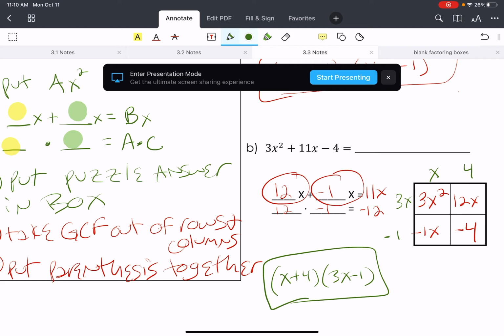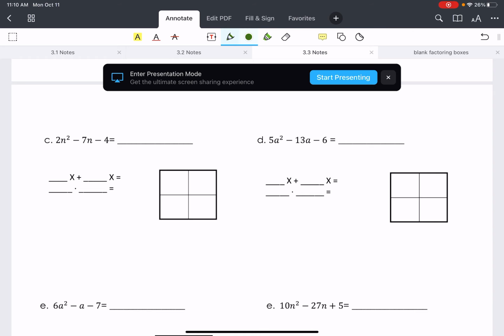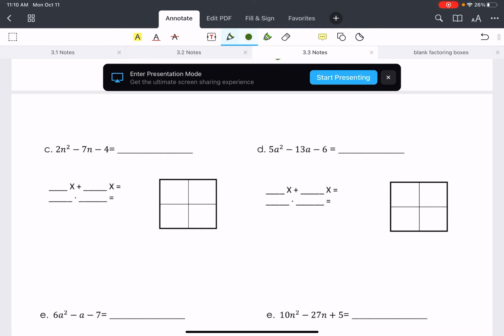I think I want to do one more together, and then I'm going to have you guys try a couple ones that might get a little trickier, okay? We doing okay? Okay, let's look at C. It's in standard form. Is there a GCF to take out? No. Okay, good. So now let's put our A and our C in our box. I'm moving a little faster because you guys seem to be getting it a little bit better. Good?